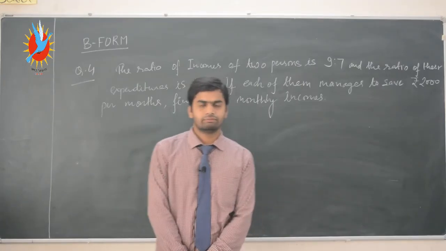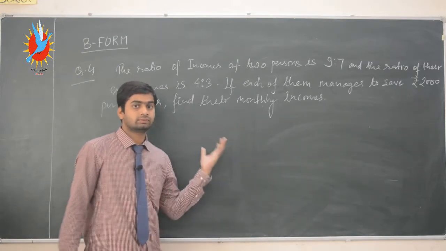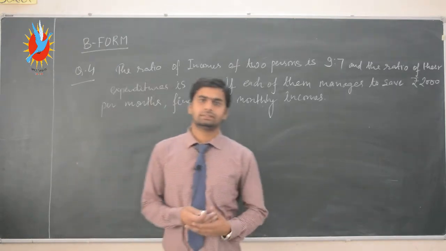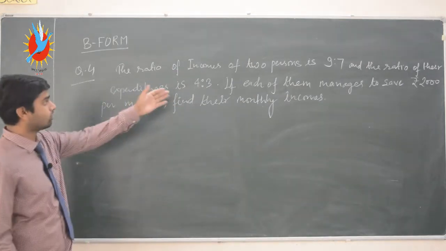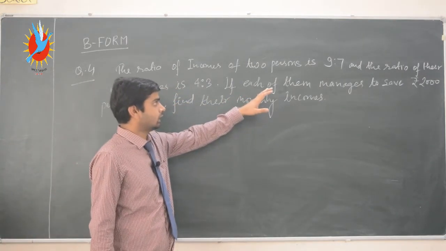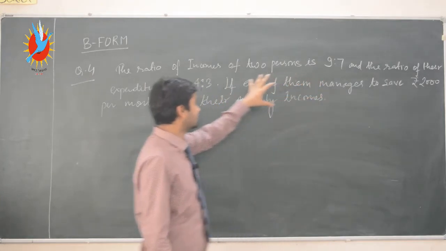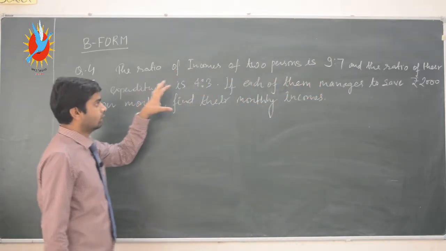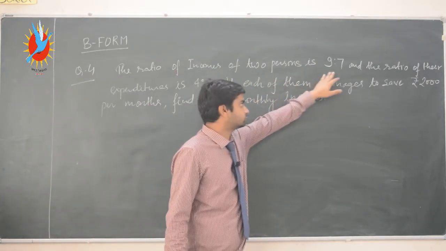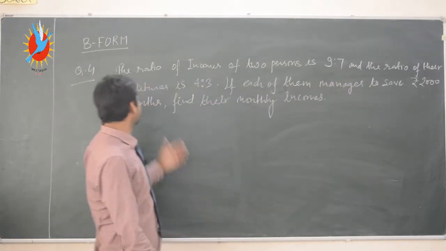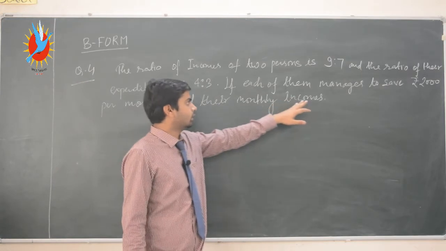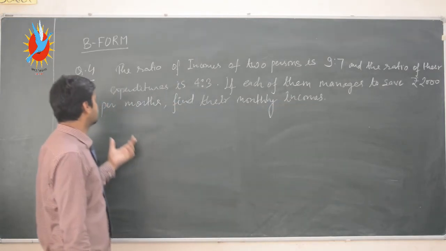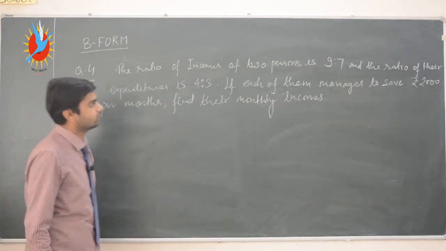Here we have one more problem, and this problem is related to income, expenditure and profit and loss. The problem is: the ratio of incomes of two persons is 9:7. Incomes are not given directly, only that ratio is given, and the ratio of their expenditure is 4:3. If each of them manages to save rupees 2000 per month, find their monthly incomes.